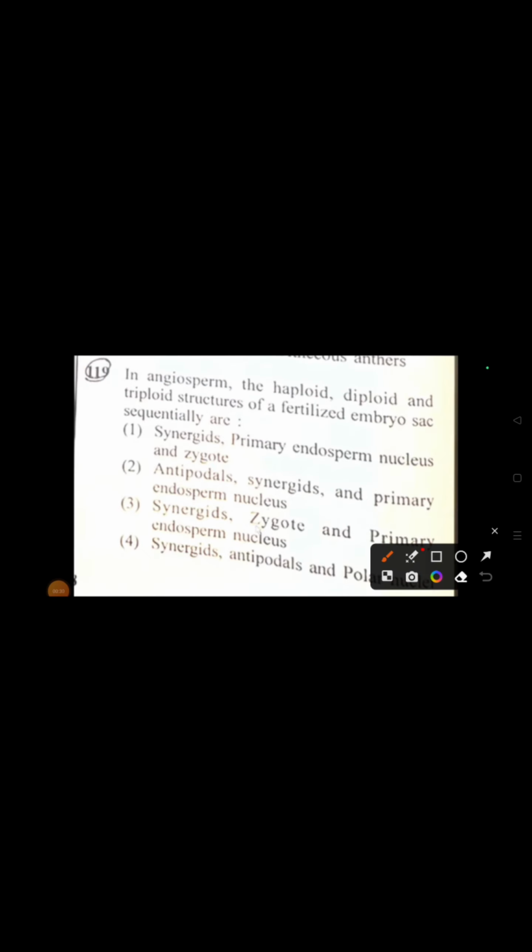In angiosperms, the haploid, diploid and triploid structures of fertilized embryo sac sequentially are: synergid haploid, primary endosperm nucleus is triploid. So first is incorrect. Antipodals haploid, synergid haploid. So second also incorrect. Synergid haploid, zygote diploid and primary endosperm nucleus is triploid. So correct option will be third.